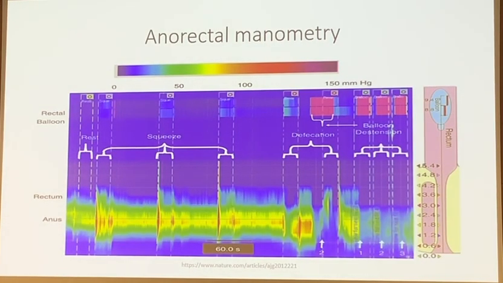Anorectal manometry is another test that also looks into the main indication, which is fecal incontinence and chronic constipation. It looks into the strength of the anal sphincter and push in the rectum. And then it can rule out Hirschsprung disease.